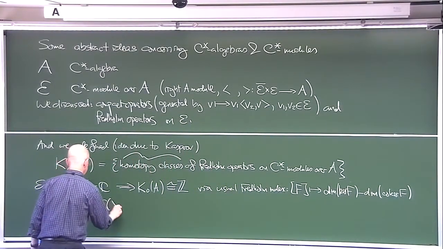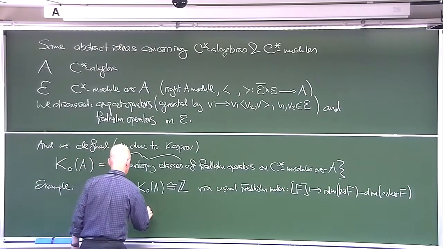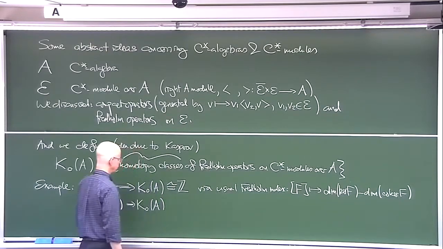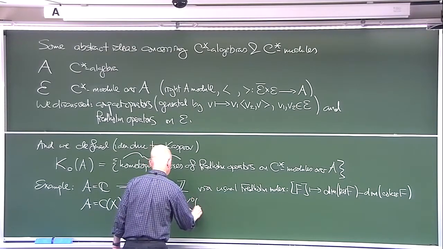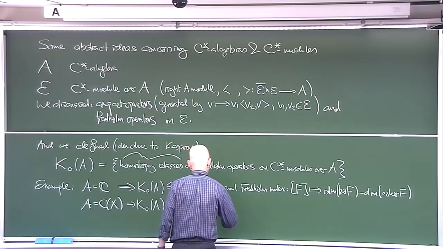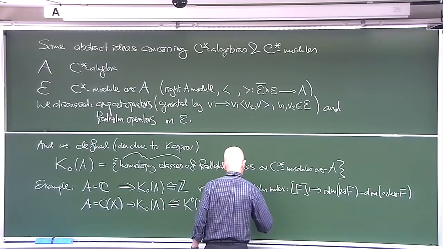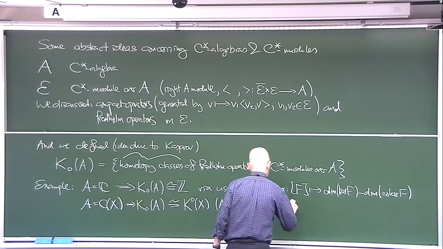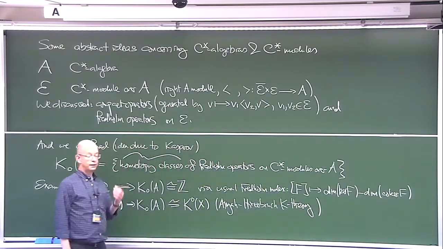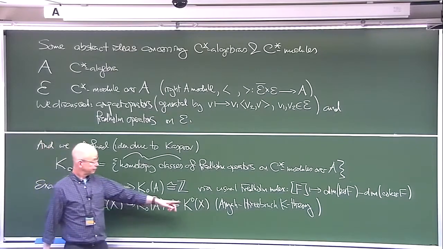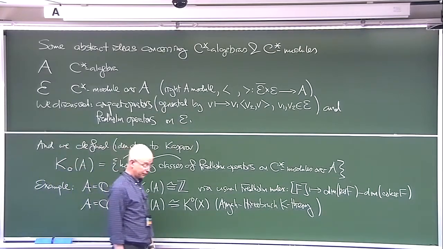Okay. If A is the C-star algebra of continuous functions on a compact space, then the object that Kasparov defined is isomorphic to something that was defined much longer ago by Atiyah and Hirzebruch, the so-called topological K-theory, Atiyah-Hirzebruch K-theory. This consists of formal differences of vector bundles on X, and a vector bundle is a continuous family of vector spaces.